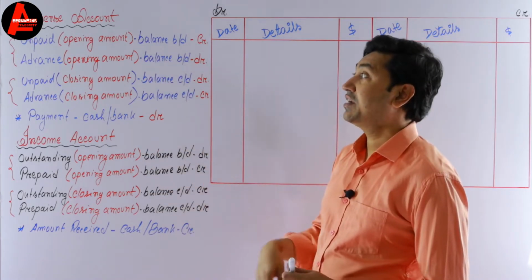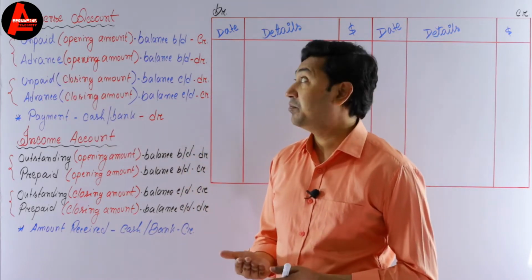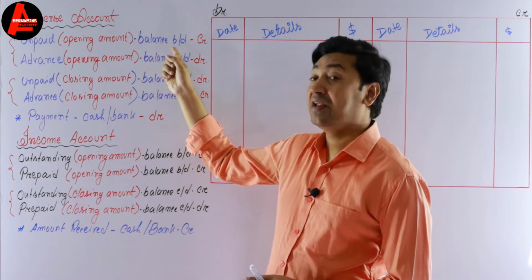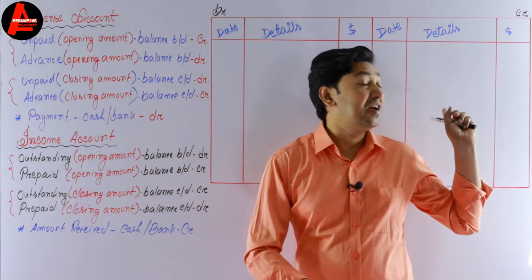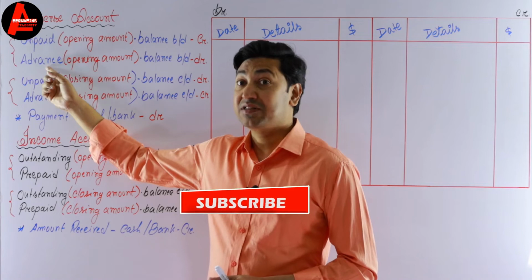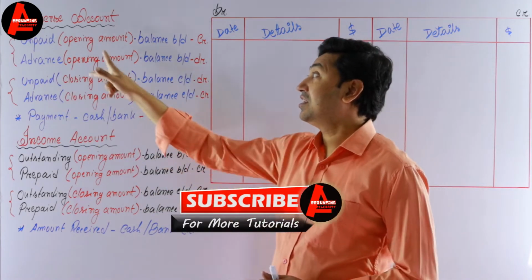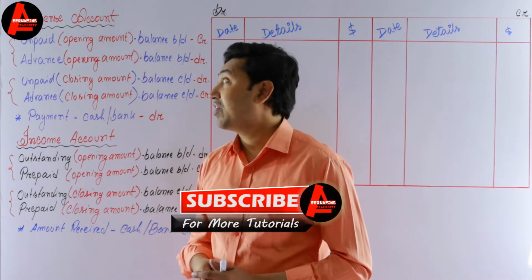So what is here? Unpaid. If there is any amount which is unpaid at the beginning of the year, then we have to treat it as balance b/d, and we have to record this balance b/d on the credit side. Then if we see any amount which is paid in advance, we have to write it as balance b/d on the debit side. These two are opening balances. This will be written in the question.